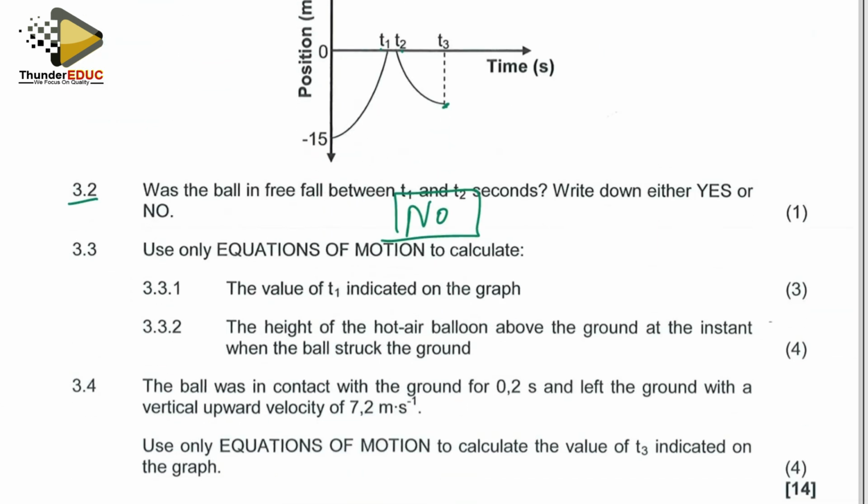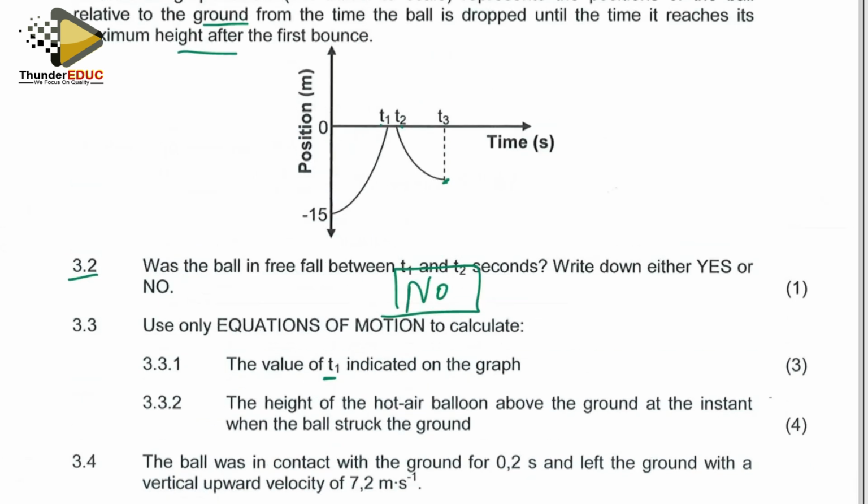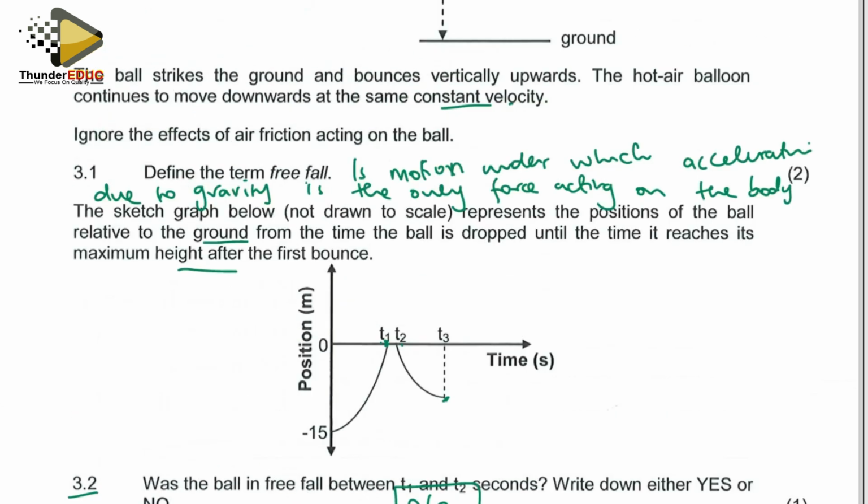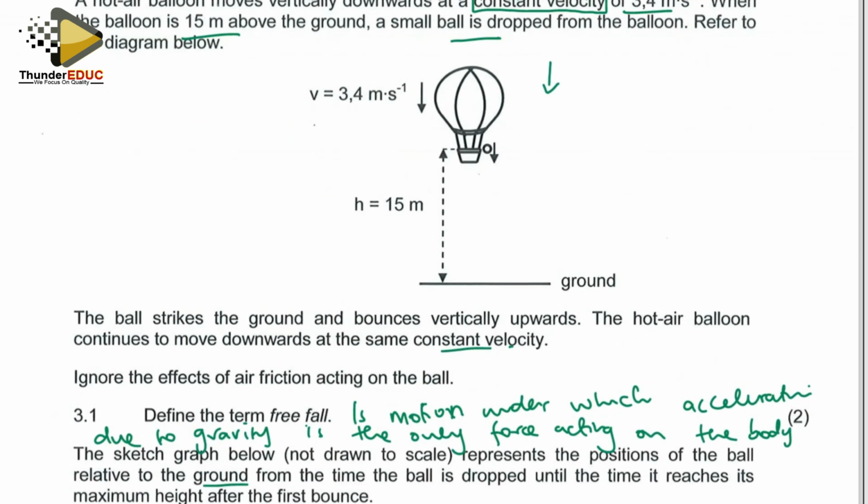And then 3.3, they want us to get the value of T1. So T1 is the time when the ball strikes the ground. How do we determine that? So we know that the initial velocity of the ball was 3,4 meters per second, because that is the velocity with which the hot air balloon was moving.